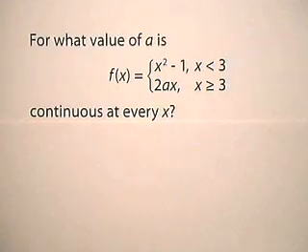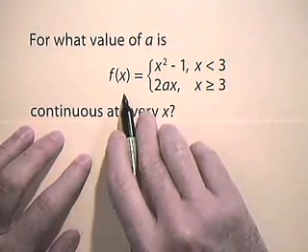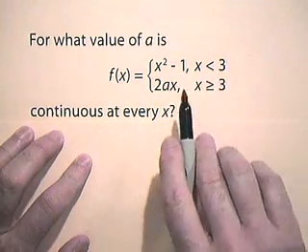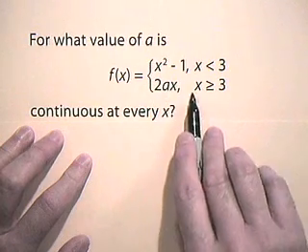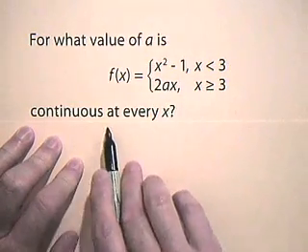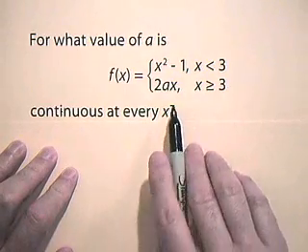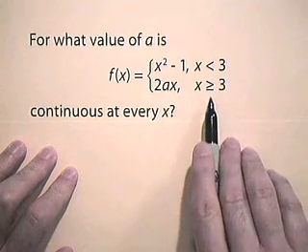But sometimes we define functions using more than one algebraic expression. We put pieces together. And when we do that, we have to see that the function is continuous where we join the pieces. Well, let's look at an example. For what value of a is the function f of x given as x squared minus 1 for x less than 3, 2ax for x greater than or equal to 3, continuous at every x? Well, notice the only problem is right at x equals 3.